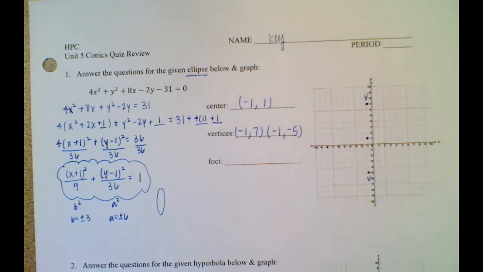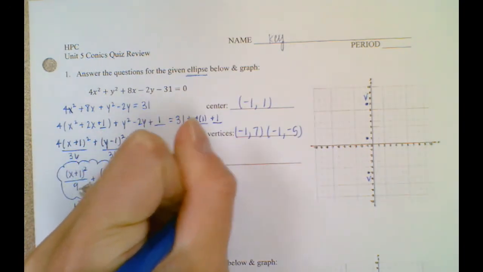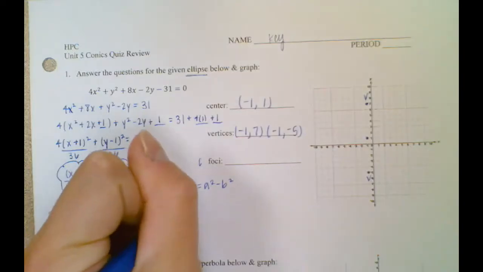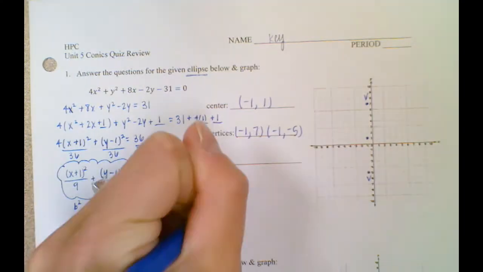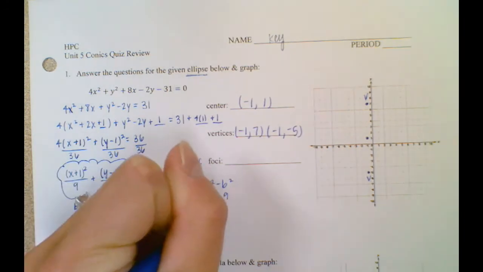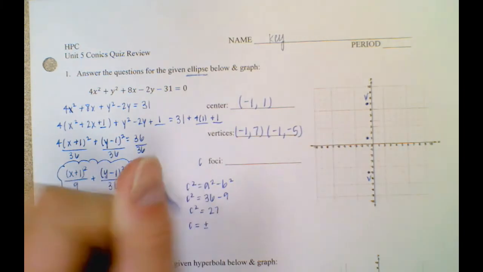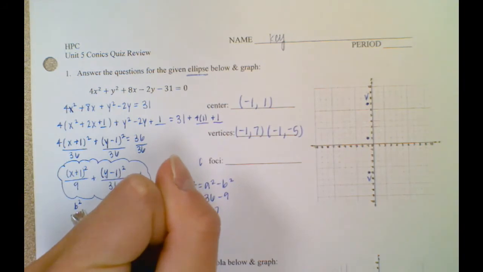And then my foci, those are the c value, right? So when we get that from the formula, c squared equals a squared minus b squared, okay? So that will be, let's see, we don't know what c squared is. A squared was 36, b squared is 9, so that gives us 27. And then when we take the square root of both sides, we get plus or minus, let's see, square root of 27, 9 times 3, so 3 square root of 3.